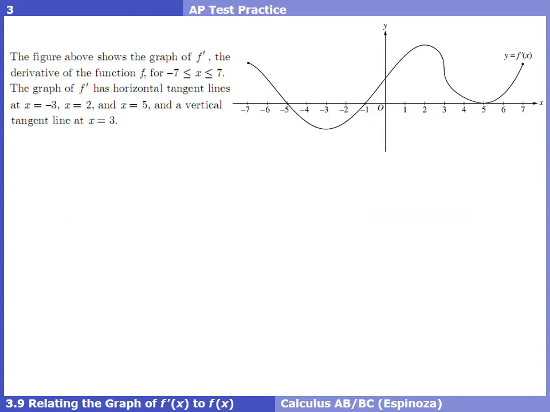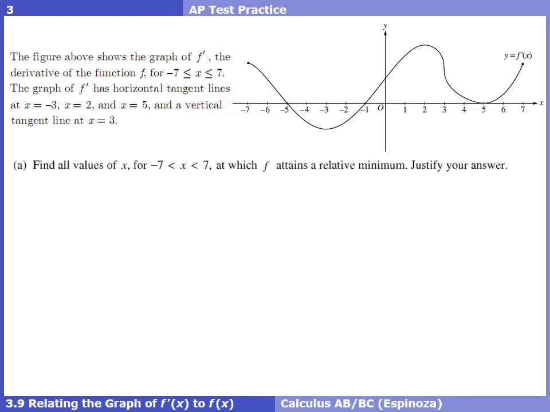Okay, here's another example. We have a graph. Again, I would always ask myself the question, is this a regular graph or a derivative graph? And you can see that it is a graph of a derivative. It goes from -7 to 7, so it doesn't keep going outside of those two values. And we know we have horizontal tangents at -3, at 2, and at 5, and a vertical tangent at x equals 3.